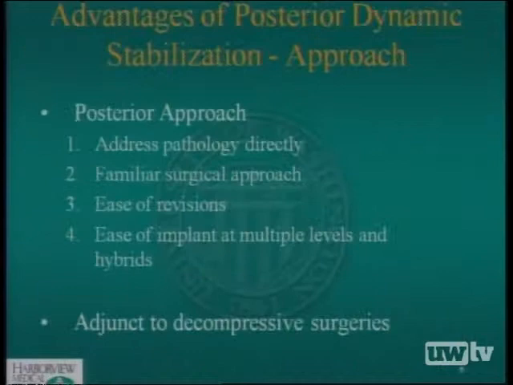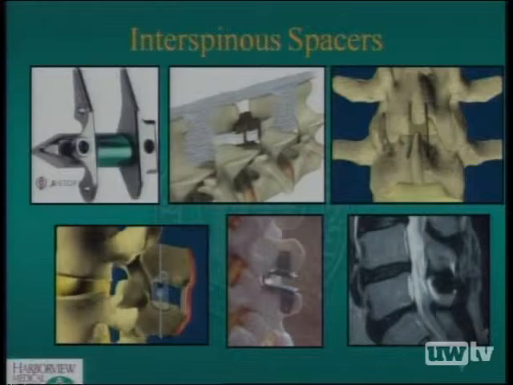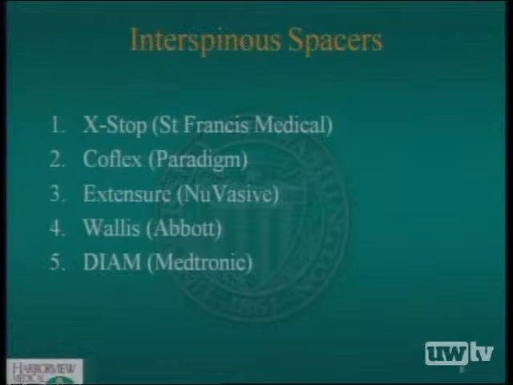We'll look at posterior approaches, where most of these techniques come into play. They allow us to address the pathology directly. It's a familiar approach to most people. There's an ease of revision should things go wrong, and ease of implant at multiple levels, which is often the case looking at stenosis. So let's go over the interspinous spacers that are available. There's a whole lot on the market, and they have different indications, which I think clouds the literature. We'll focus primarily on X-stop and Coflex, and then briefly discuss Extensure, Wallis, and DIAM.